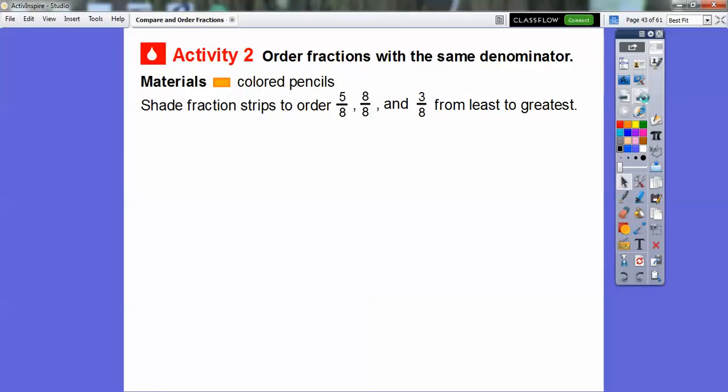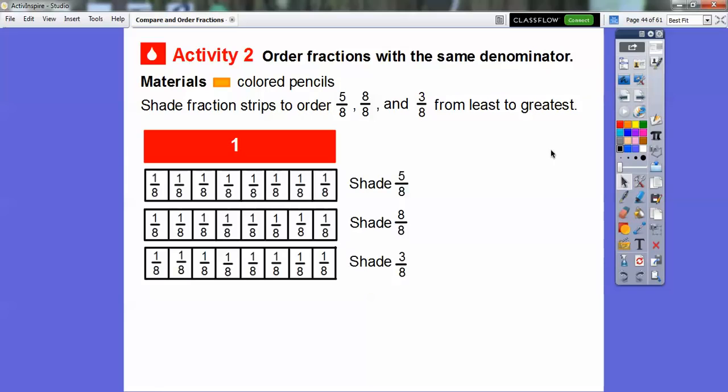Okay. So here's fraction strips, and they're all in eighths, so this whole unit is cut up into 8 equal pieces. On this one we're going to shade 5/8 of them, okay? And then on the next one we're going to shade 8/8, and then finally on the third we're going to shade 3/8. Well, this makes it very easy to see which one's the shortest, which one's the longest, and which one's in between.